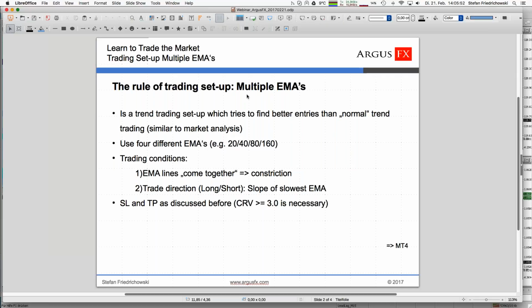This correction can be indicated by the fact that the EMA lines come together.